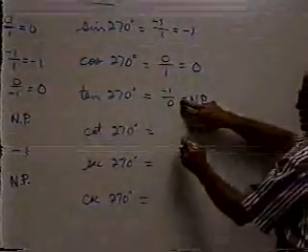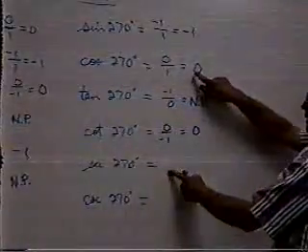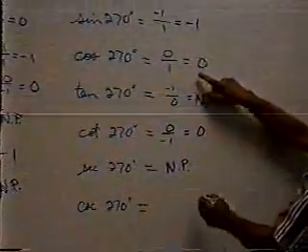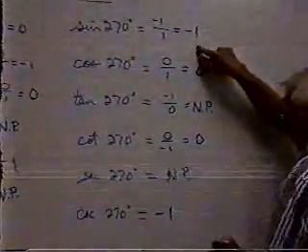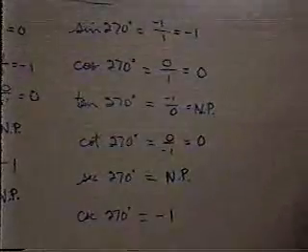And cotangent's this flipped over, so it's 0. Secant is this flipped over, so it's not possible. And cosecant is sine flipped over, which is a minus 1. Again, notice 2 not possibles, 2 zeros, 2 minus 1s.